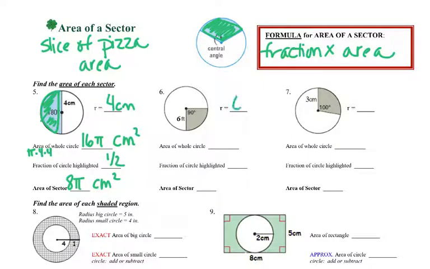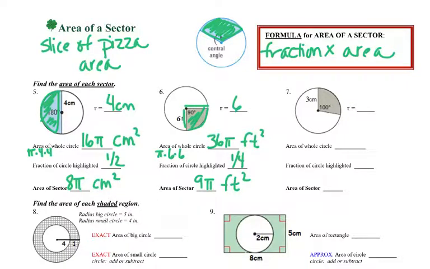Another one here, radius is 6, so the area I'm going to do exact again. Pi times 6 is 36 pi feet squared. What part of the circle is represented here? What fraction? Right, 1/4. What's 1/4 of 36? Well, that's the same thing as 36 divided by 4, or 9 pi feet squared.